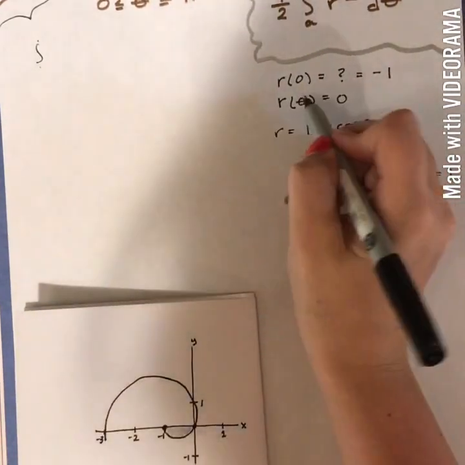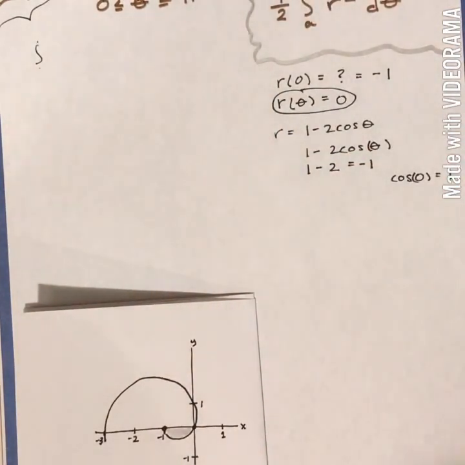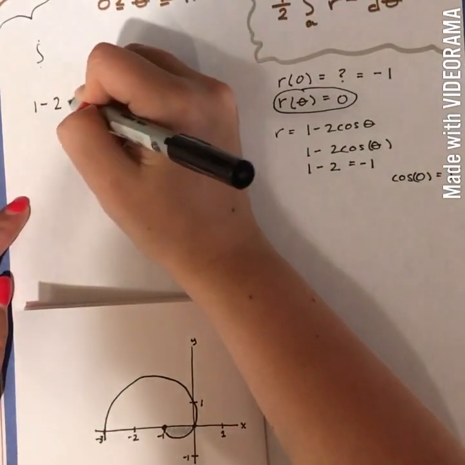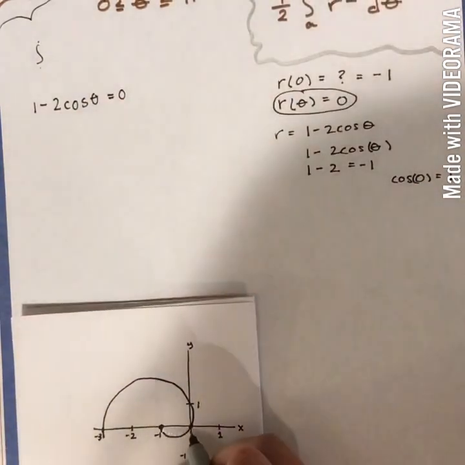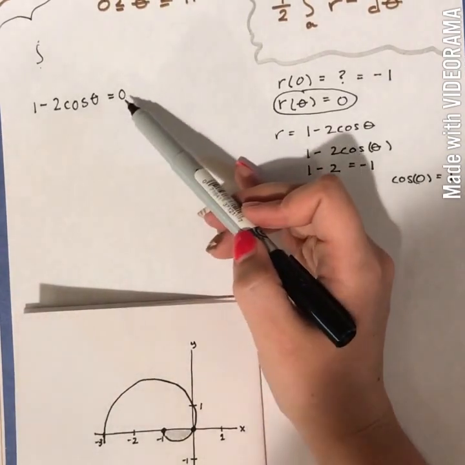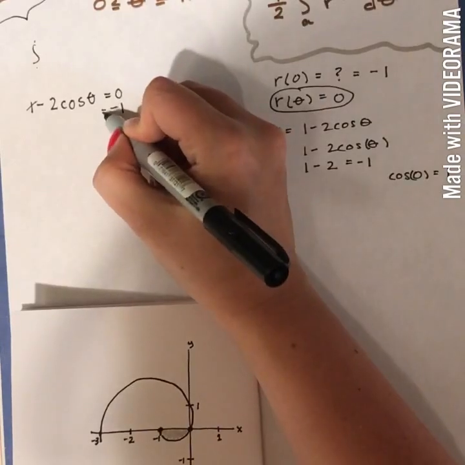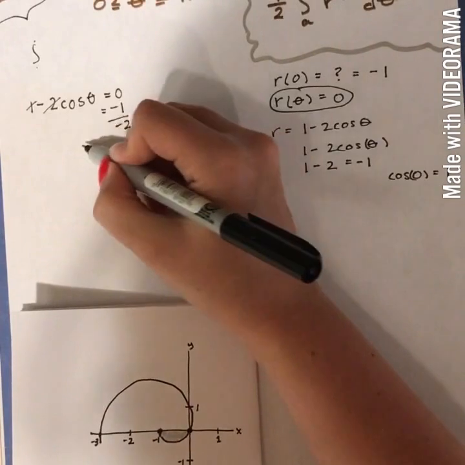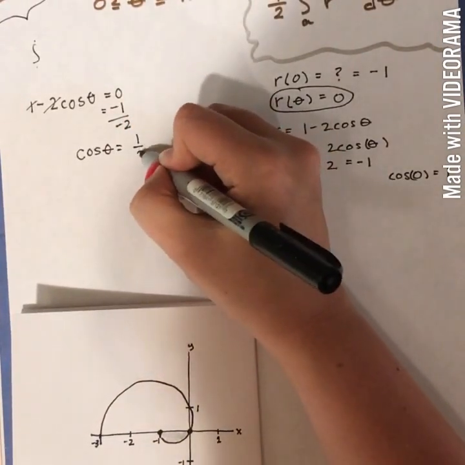Now let's think about this section, because this is going to be the most difficult part. So basically to find that, we're just going to set the r function equal to 0. And we're trying to find this point right here. So we're going to set that equal to 0, and we're going to solve for theta. So we're going to subtract 1 on this side. And then we're going to divide by -2. So now we're going to think, where does cos theta equal 1/2?